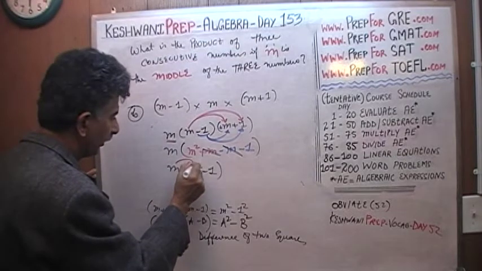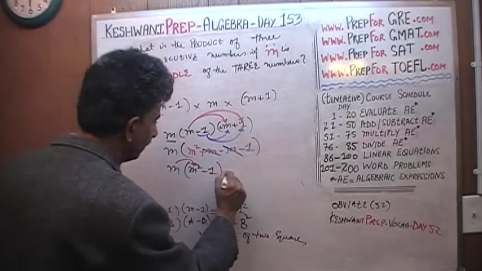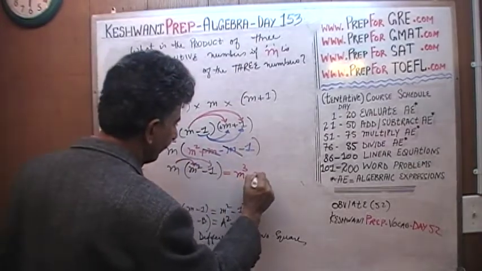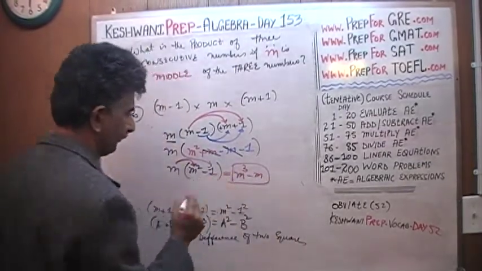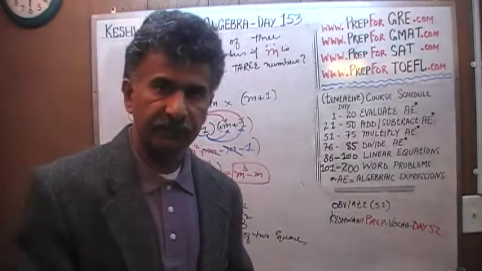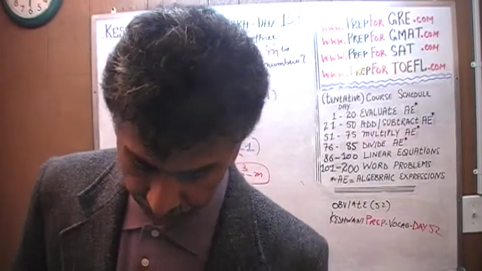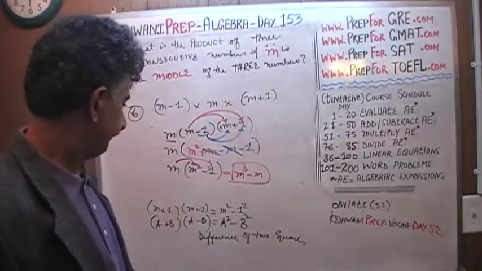M times m squared is your m cubed, and then m times negative 1 is going to give us m. This is the final answer. That's it. The product of the three consecutive numbers, where m happens to be the middle number, turns out to be m cubed minus m.